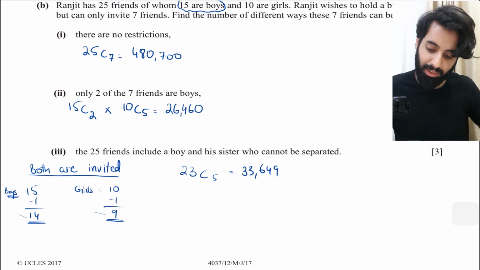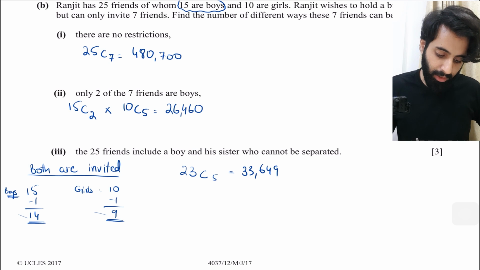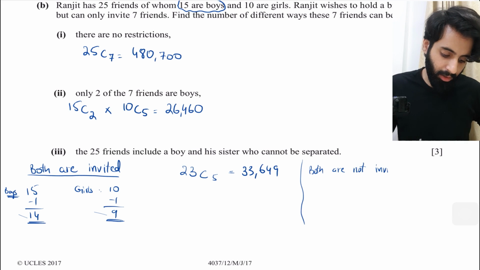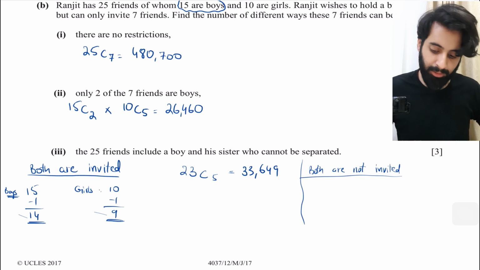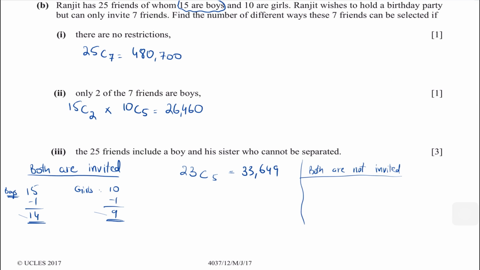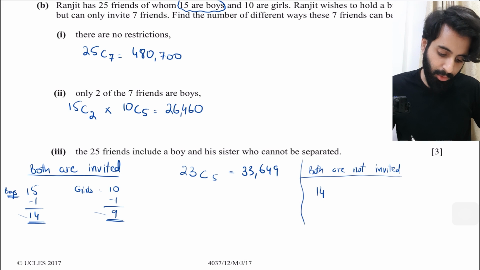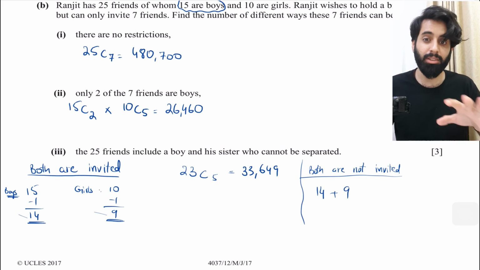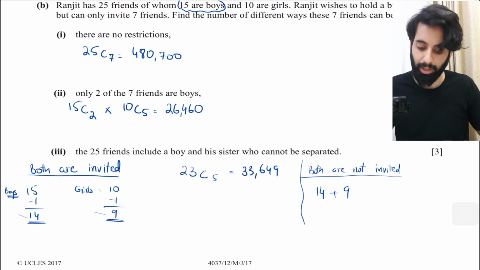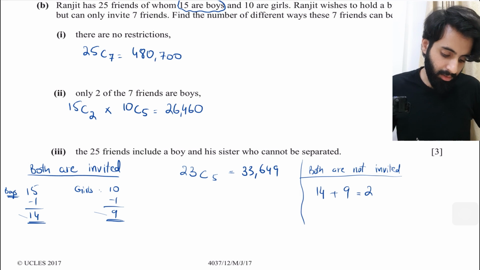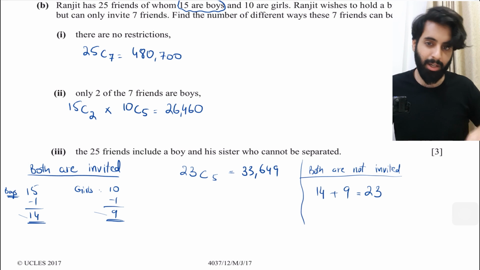Now what happens if both are not invited? I'll do that over here. Both are not invited. In that case, he's going to exclude that boy and that girl from the pool. So now he has 14 boys and 9 girls to choose from. Why? Because both of them are not invited. So 14 and 9 is equal to 23. So now he's selecting from 23, but how many is he selecting?